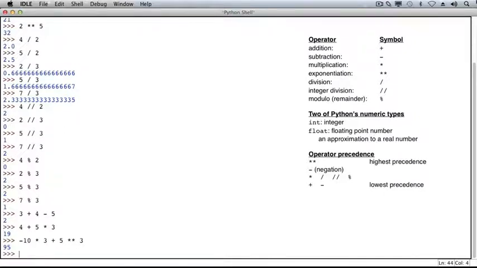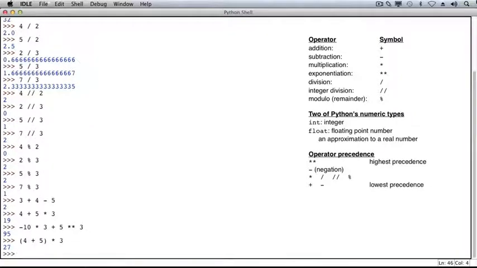Just like in regular math, we can override operator precedence using parentheses. I can have the expression 4 plus 5 evaluate first before multiplying the result with 3. Similarly, I can decide that I would like the addition to happen first in the second expression we looked at by using parentheses to evaluate first.